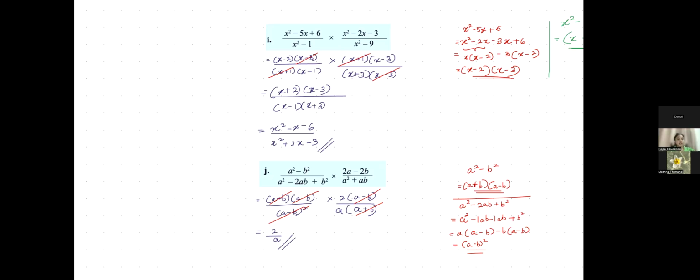Okay, so I will take the question G to the whiteboard. Now we were doing here multiplication of algebraic fractions. Now we are doing division, no? 7.2 G.